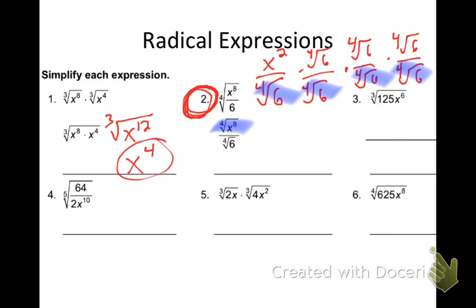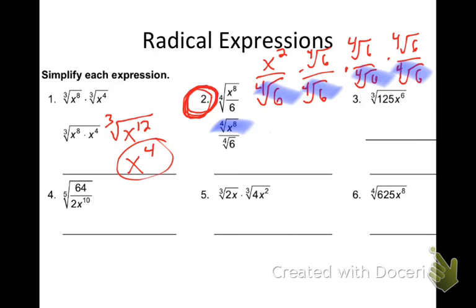Why do we have 4 of them in the denominator? Because it's a 4th root. If it was a square root, we'd only have to have 2. If there was a cube root, we'd only have to have 3. But it's a 4th root, so we need 4 of them. Now, because it's a 4th root times a 4th root times a 4th root times a 4th root, I'm going to be left with a 6 in the denominator.